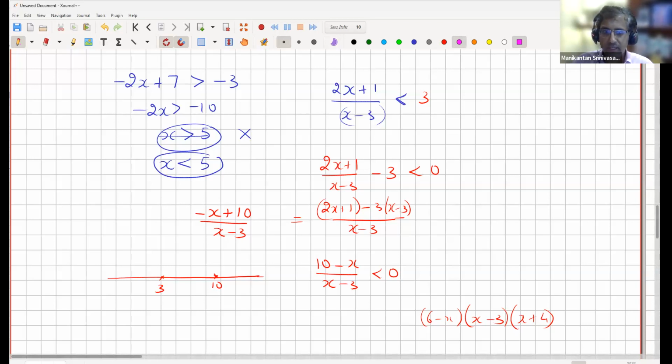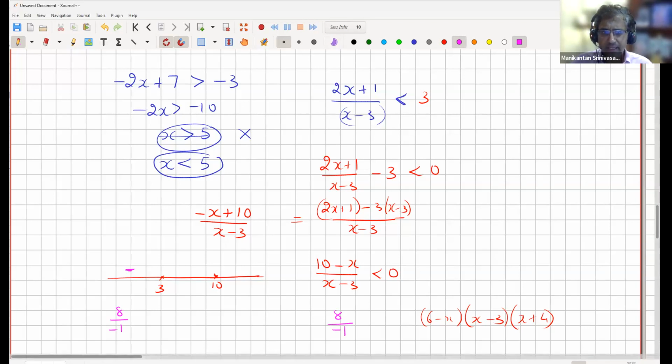So to the left of 3, I'll take one example, let's say 2. The numerator is positive, the denominator is negative, because if I put x equal to 2 here, I get 8 by minus 1, which is negative. So I'll put a negative sign here.